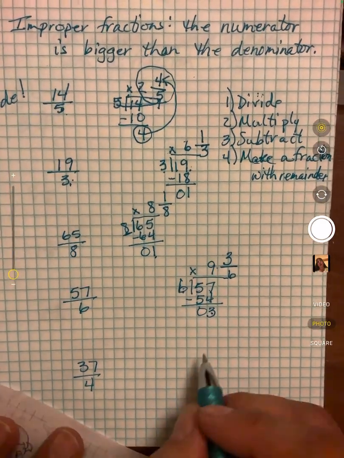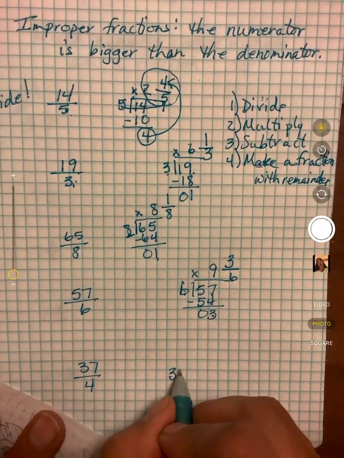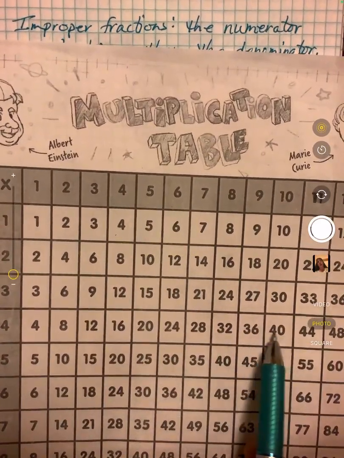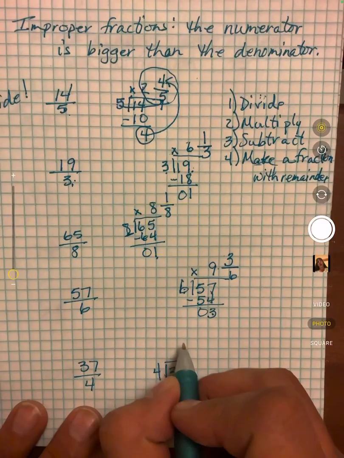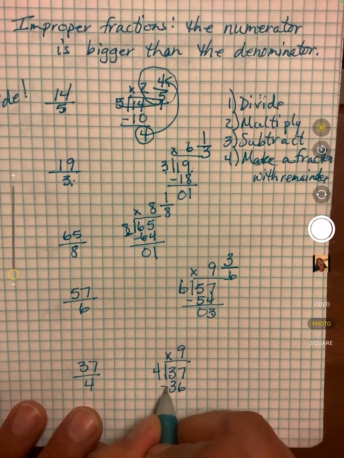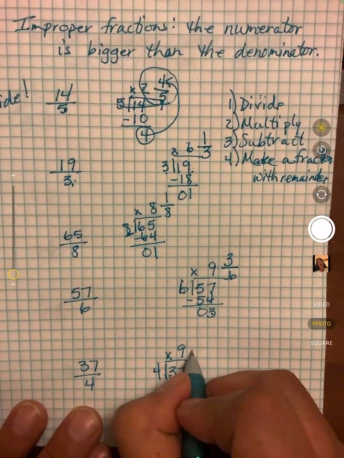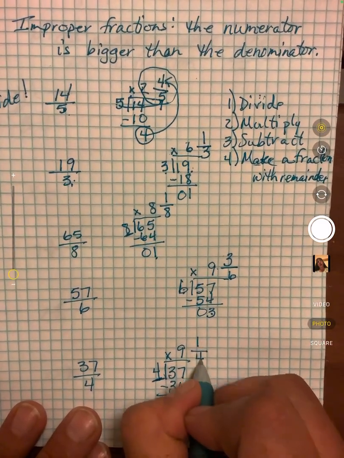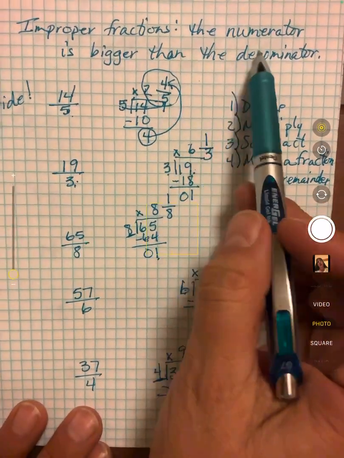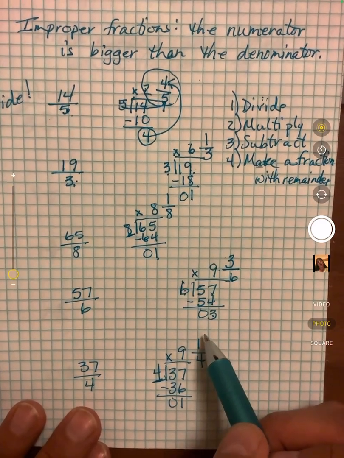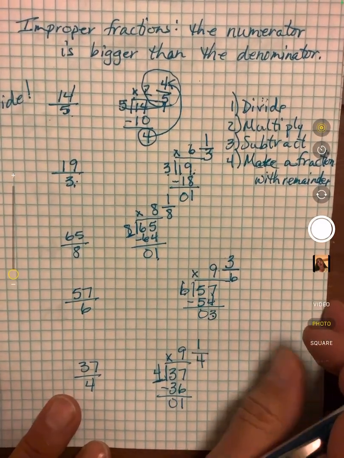Okay? And then 37 fourths. 37 divided by 4. So we look at our 4s. 40's too high. 9 times. 9 times 4 is 36. We subtract, and then we write our remainder on top. And the number we're dividing by, 4, goes on the bottom. So that's how you go from an improper fraction to a mixed number. Okay? Improper fractions to mixed numbers.